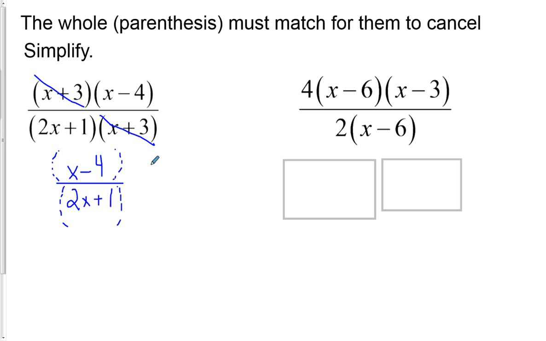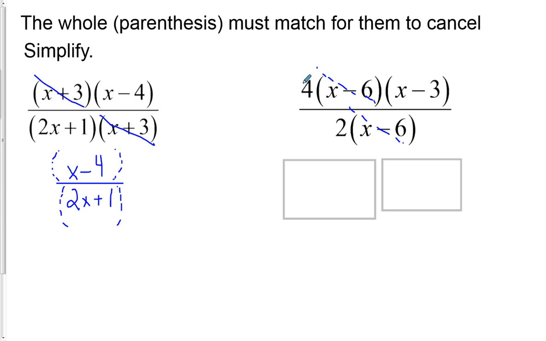considered one piece. Next, we've got 4, parentheses x minus 6, parentheses x minus 3 over 2, parentheses x minus 6. Now this is kind of a mismatch here. We have some that are easy cancel, like right here, quick cancel. They're both the same, they cancel. Some, I got x minus 3, nothing's canceling there.